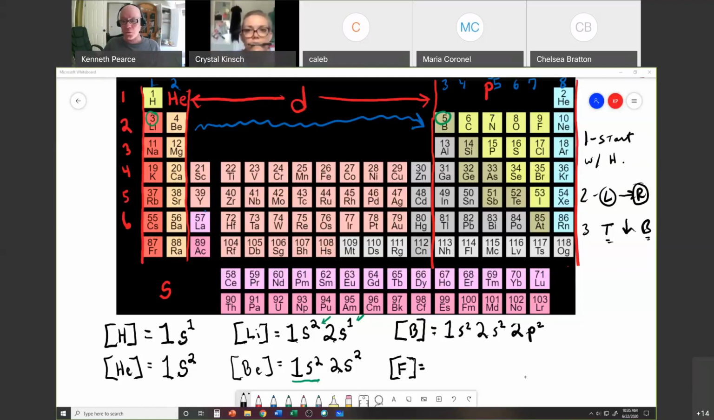All right, looks like everybody's got that one. So let's say 1s2, start with the first row, drop down to the second row, and then count across 1, 2, 3, 4, 5 to fluorine, and there it is.